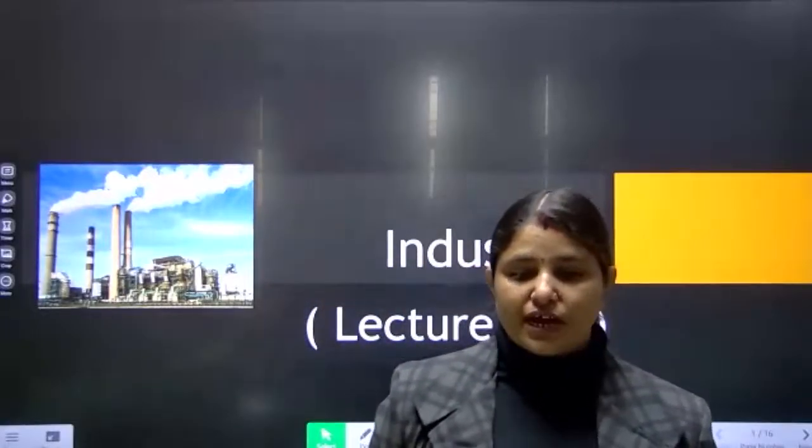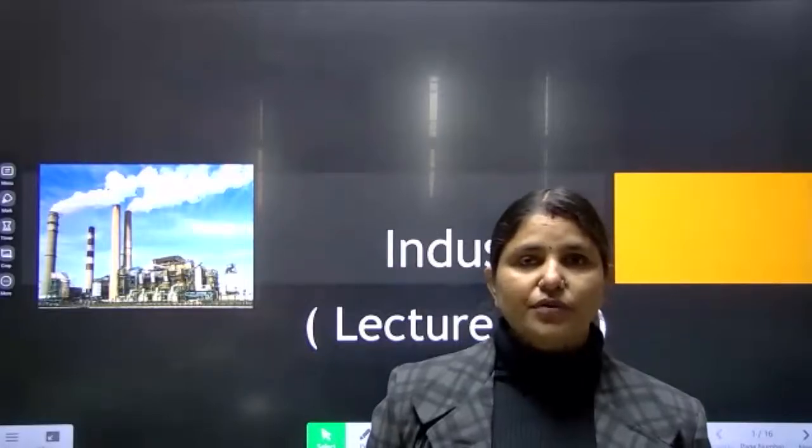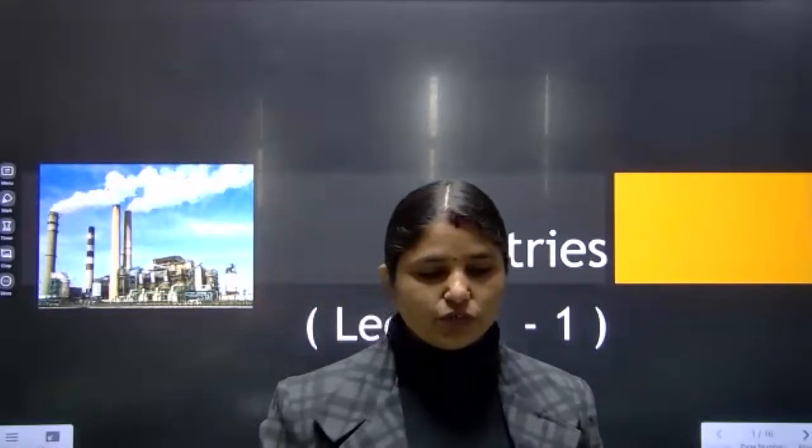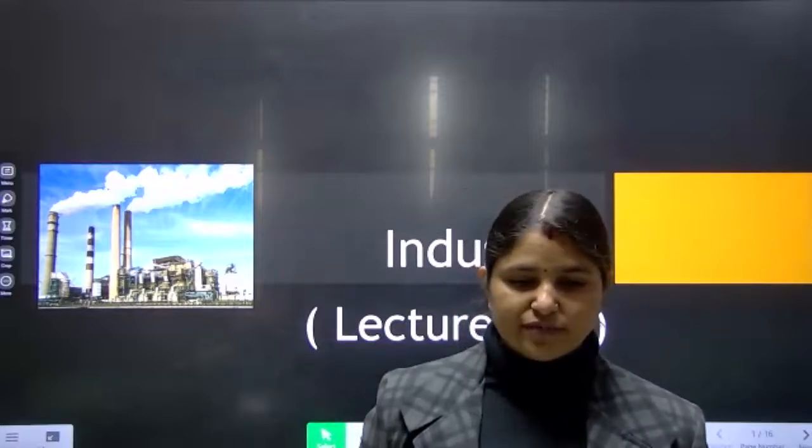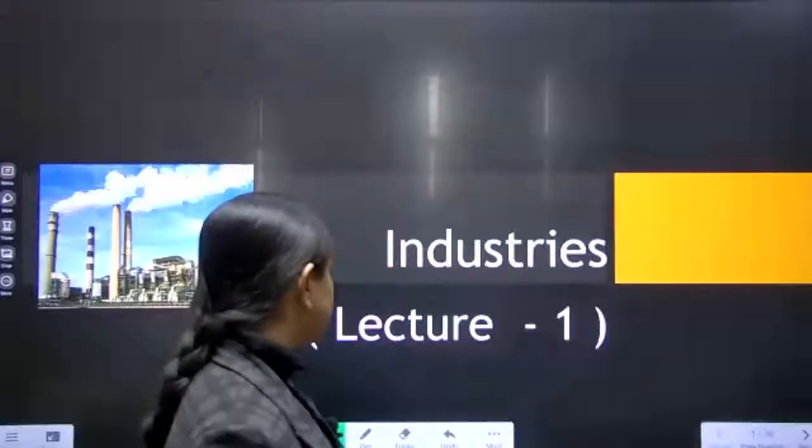Today we will start with our chapter 5 in geography. The name of the chapter is Industries. First of all, turn on your cameras, those who are able to, so at least I will be able to see how many girls are there in front of me. So beta, first of all we see the name of the chapter.